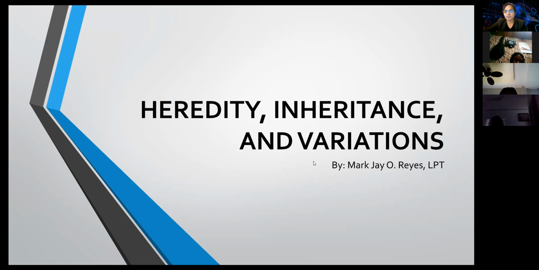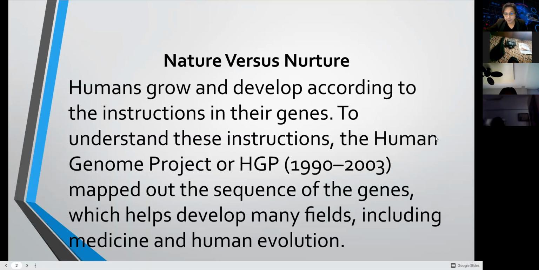Without further ado, let's continue with heredity, inheritance, and variations. How do we deal with heredity? What is heredity? How we inherit traits from our parents and from ancestors. And what are the variations when you're talking about a different variety of species? How do this variety of species evolve, right? Again, if you have questions, please raise it directly in our class.